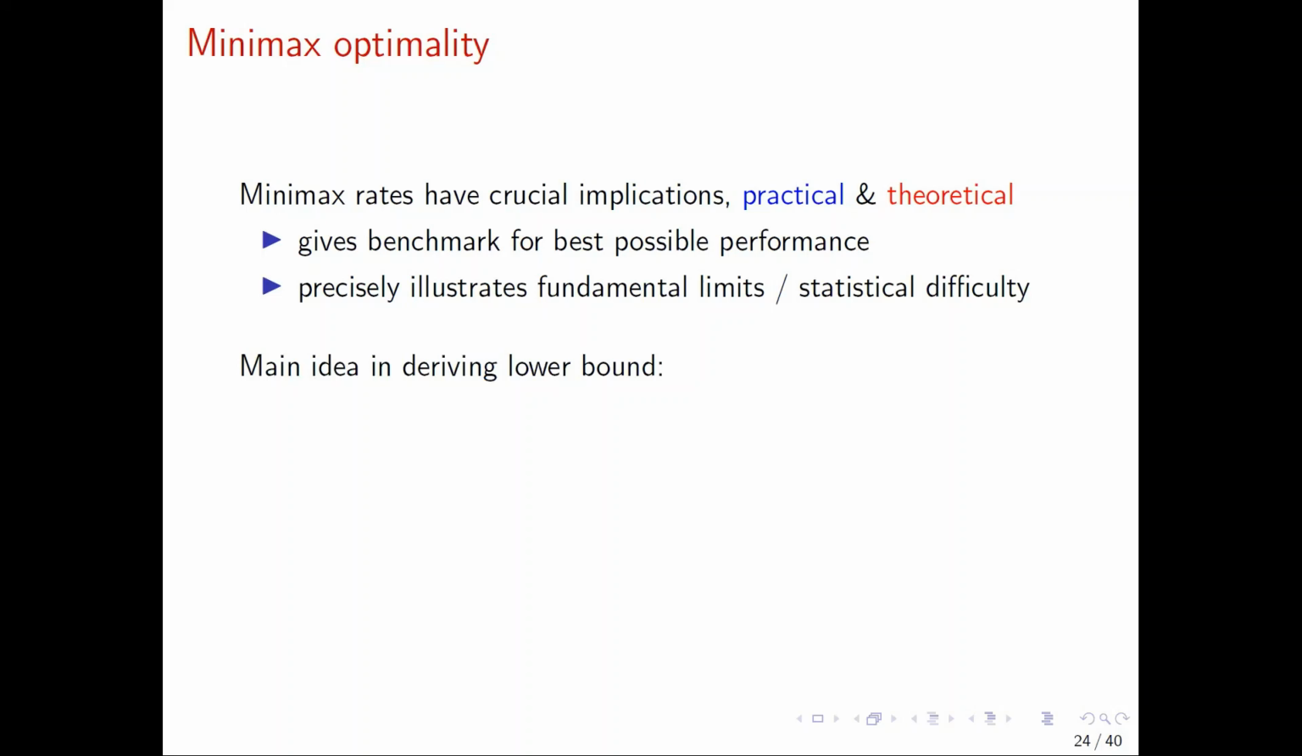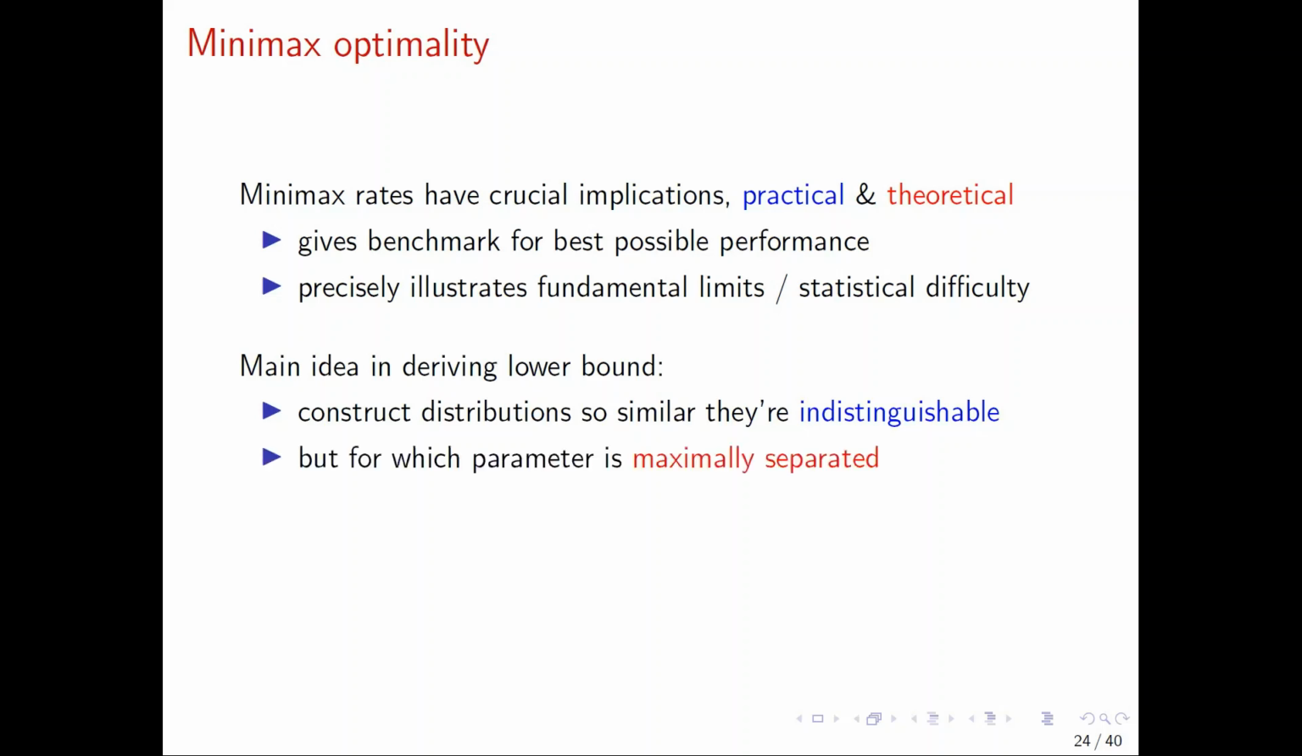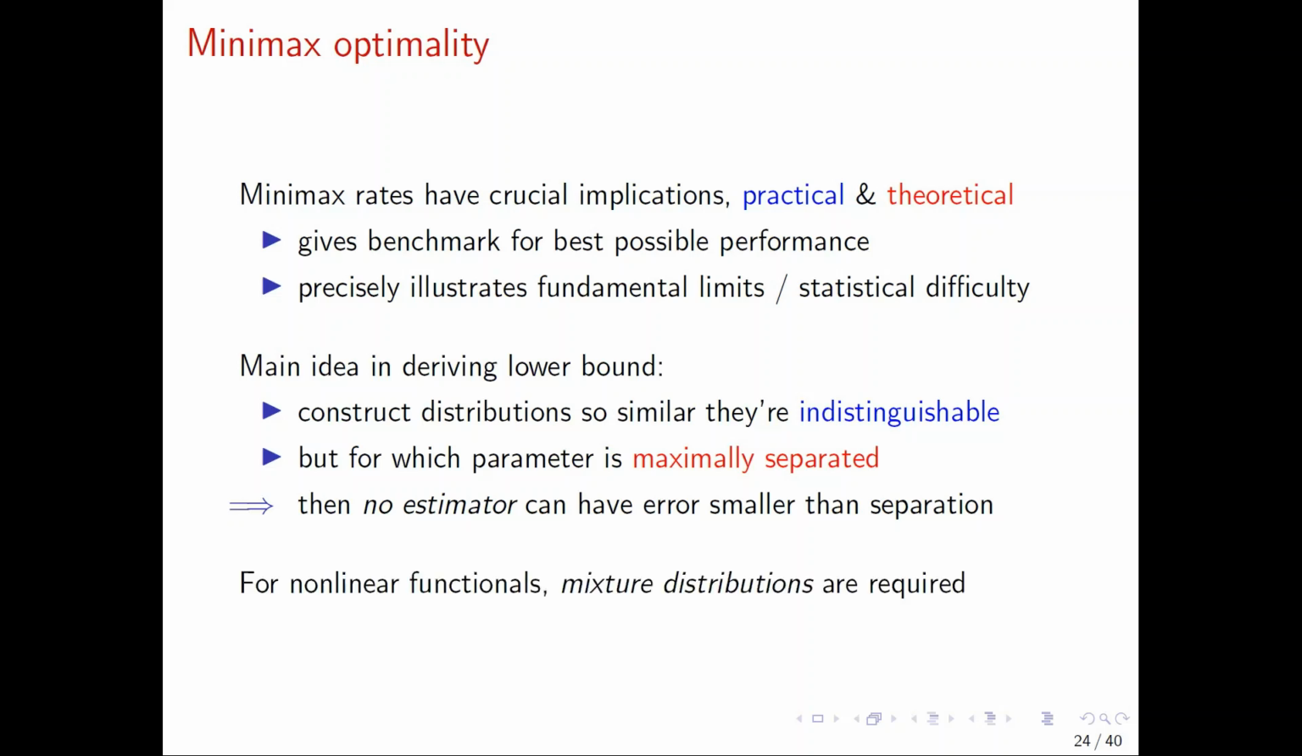Okay, so the main idea in deriving these minimax lower bounds is as follows. So you construct two distributions, say, that are very similar, and they're so similar that you could not distinguish samples from them. So if you saw samples from both, you wouldn't be able to tell them apart reliably. But you construct these in a clever way so that the thing you actually care about estimating is separated under these two distributions. So you get some difference in the parameter you actually care about. And then the logic is that this tells us that no estimator could actually do better than whatever that separation is. Because if it did, then you would actually be able to reliably test between the distributions. This is the idea behind these lower bound constructions.